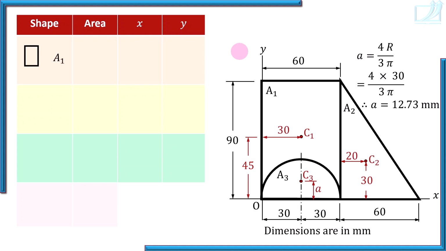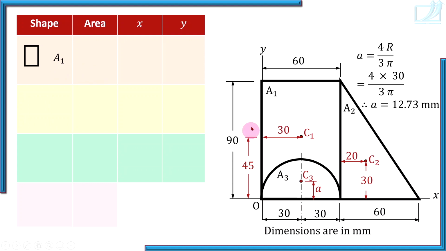Watch here. First shape, area A1, that is the rectangle. So draw a smaller diagram of that shape, smaller and similar. Check how that rectangle appears in the diagram. What is orientation of the rectangle? In the same orientation you draw the rectangle. So this is area A1.